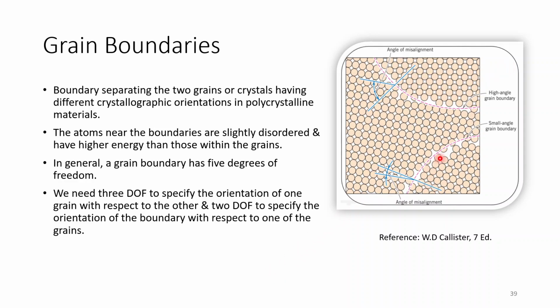Now from this image you can see that you can have small angle grain boundaries and high angle grain boundaries. Firstly, you define whether you want to choose 5 degrees or 10 degrees. Above 10 degrees you define them as high angle grain boundaries, and below that you define them as small angle grain boundaries. So your orientation will change according to that.